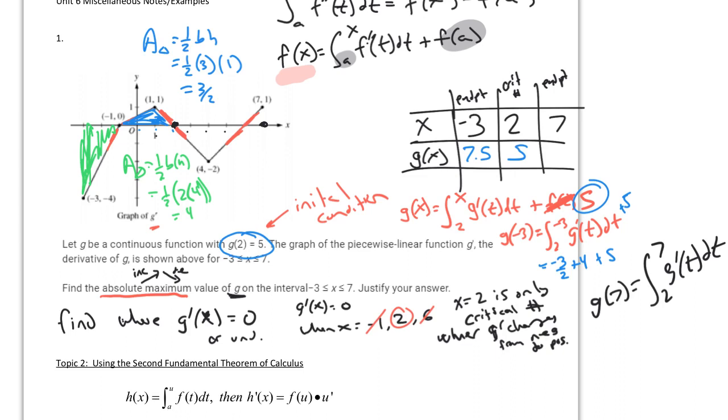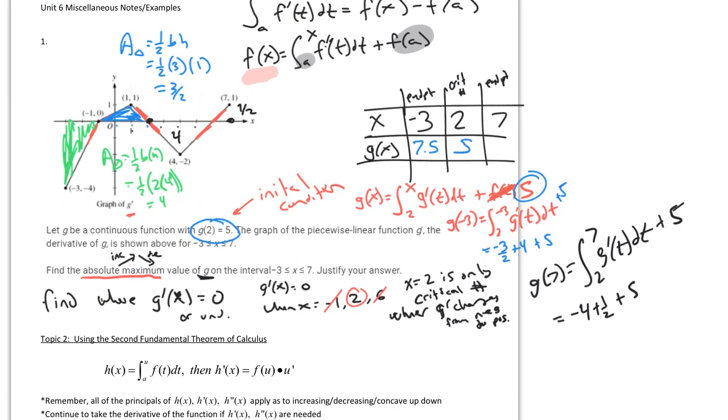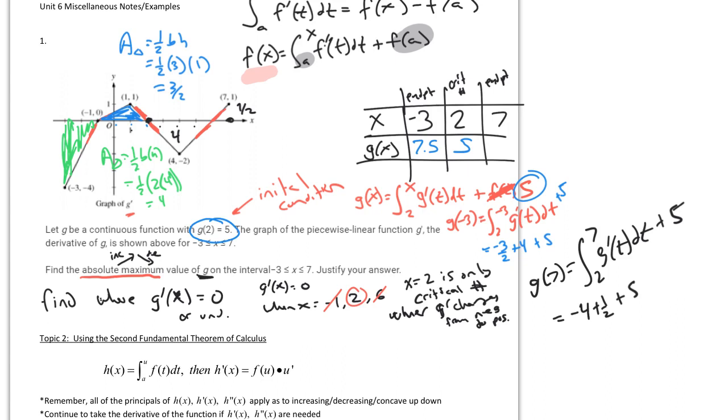So when you work that out, you're going to get this area is 4, and this area is 1/2. So from 2 to 7 here, we're going to have negative 4 and positive 1/2. So that's going to equal negative 4 plus 1/2, and then plus the 5 that was there. So that's negative 3/2 plus 5 would equal 1/2. So 1.5.